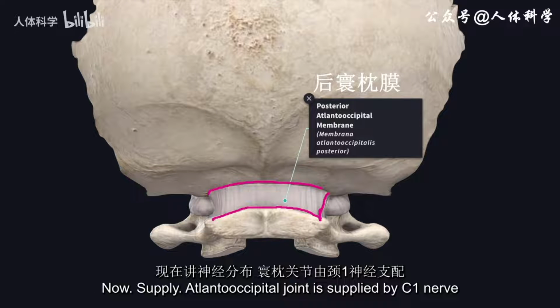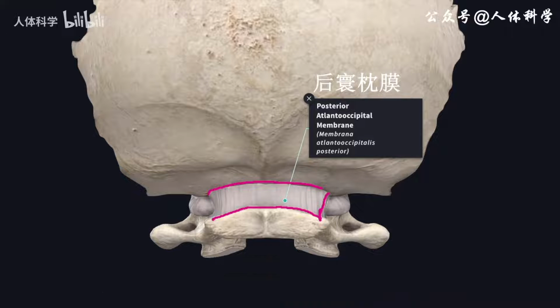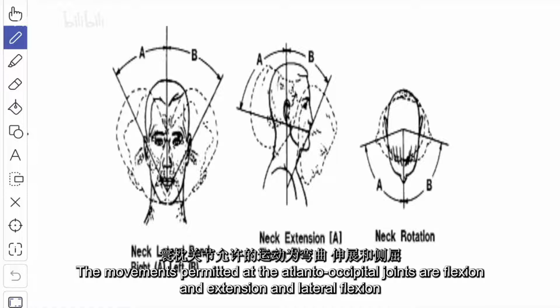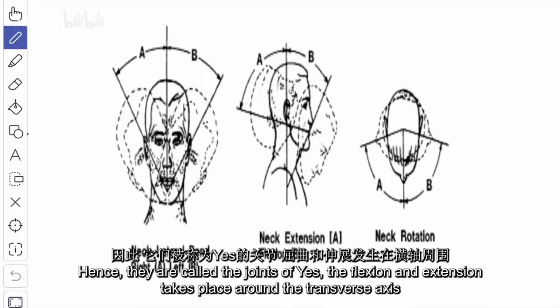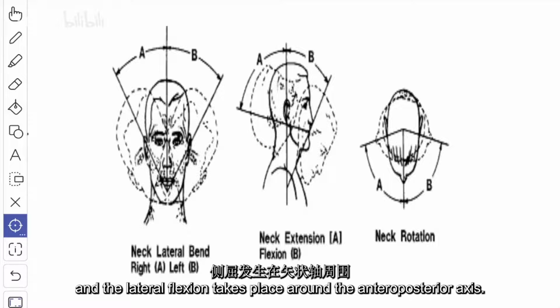Nerve supply. The atlanto-occipital joint is supplied by the C1 nerve. The movements permitted at the atlanto-occipital joints are flexion, extension and lateral flexion. Flexion and extension take place around the transverse axis and lateral flexion takes place around the anteroposterior axis.